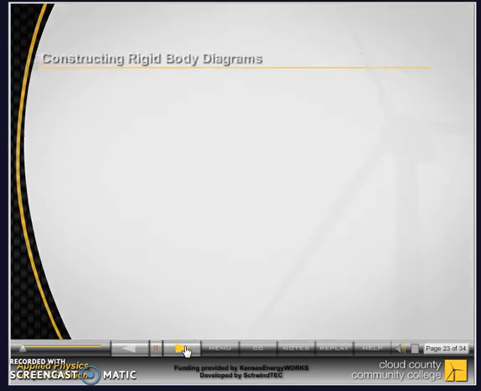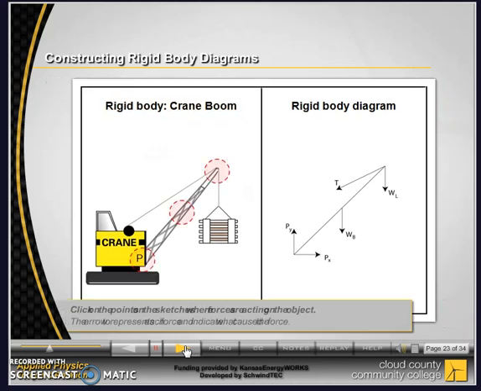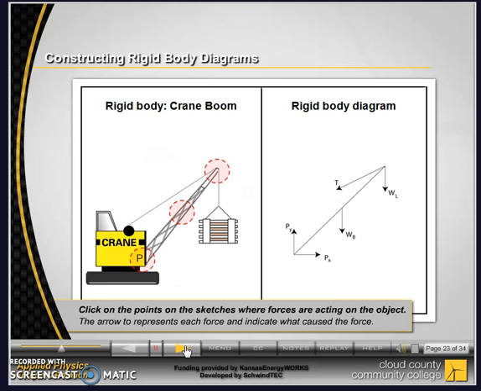In each of the cases, the object shown in the diagram is acted on by one or more forces. All diagrams are in a vertical plane so that the Earth is down in the diagram and the sky is up. The object is shown in the first box. Click on the points of the sketches where forces are acting on the object. This arrow represents each force and indicates what caused the force.